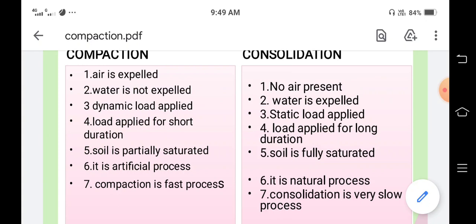In the compaction water is not expelled, and in the consolidation water is expelled. Okay, so in the compaction we are applying dynamic load, as we studied earlier.